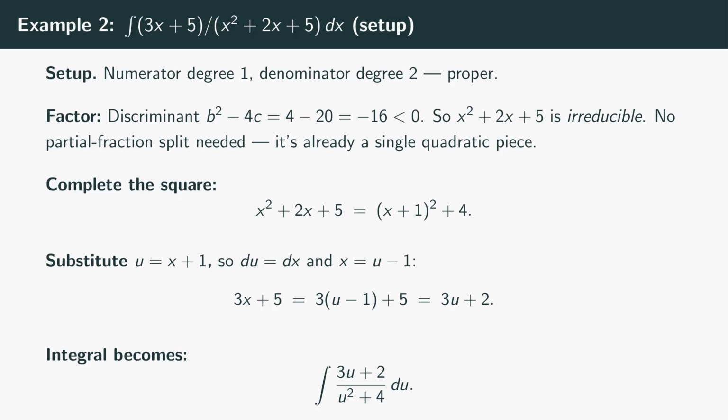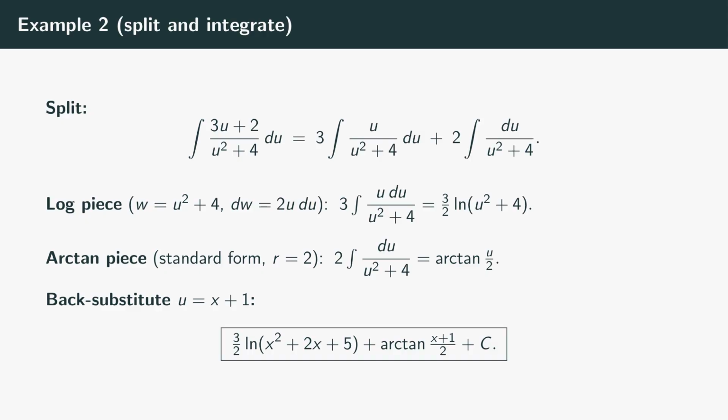Rewrite the numerator in terms of u, 3x plus 5 equals 3 times the quantity u minus 1, plus 5 equals 3u plus 2. Notice the numerator is now already split into a u piece plus a constant piece. That's exactly what we want for the log, plus arctangent split. The integral in u is the integral of the quantity 3u plus 2 over the quantity u squared plus 4 du.